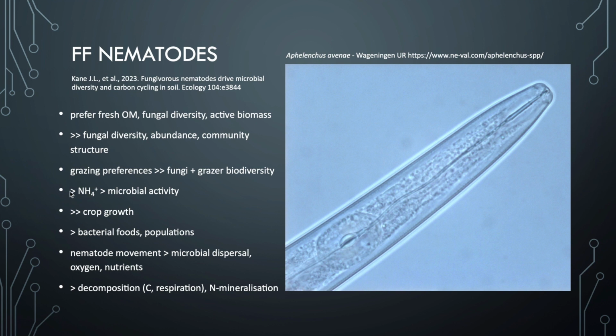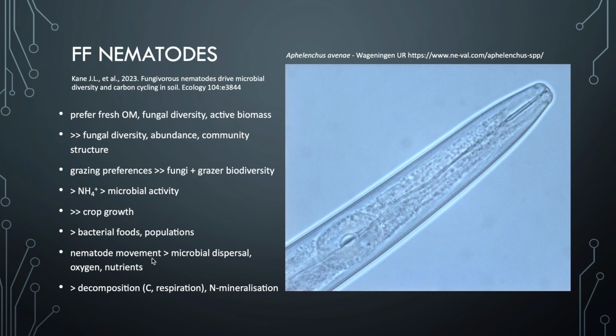As they feed on fungi, they excrete excess nitrogen into the soil and therefore automatically increase microbial activity. As that excess nitrogen in the form of ammonium is excreted by fungal feeding nematodes, immediately that becomes available to fungi and bacteria that grow in the soil, increasing microbial activity. And this, of course, increases crop growth as well, as that ammonium becomes available to the plants. So in effect, fungal feeding nematodes increase bacterial foods and therefore bacterial populations.